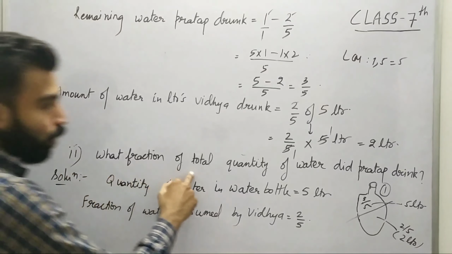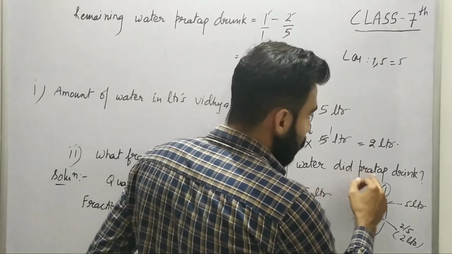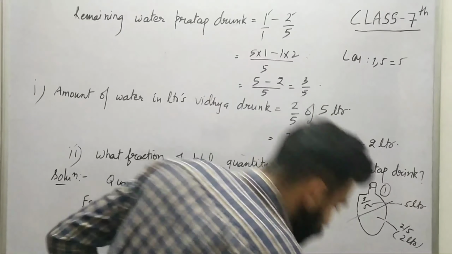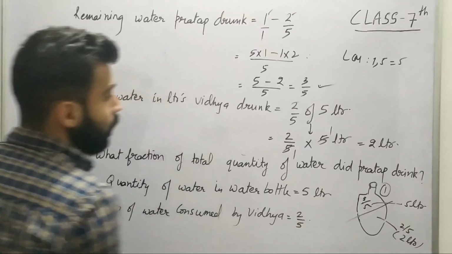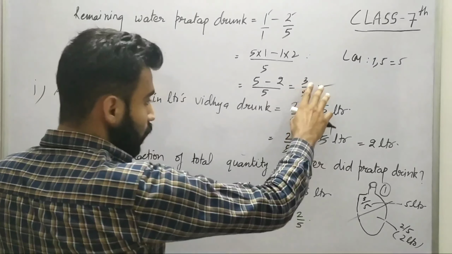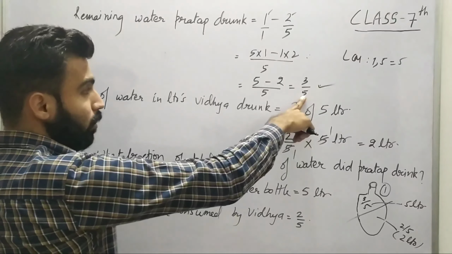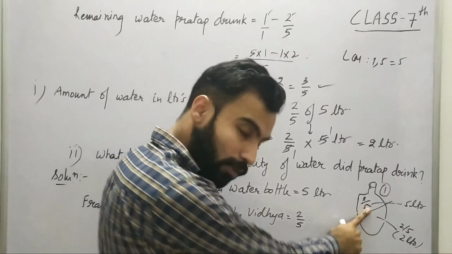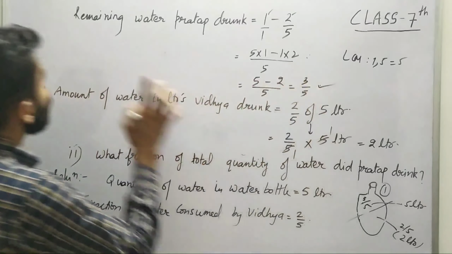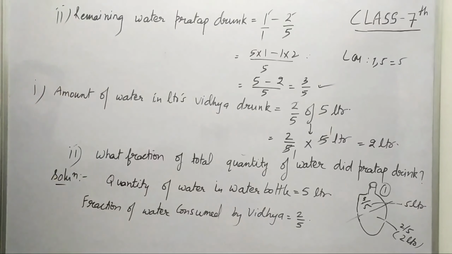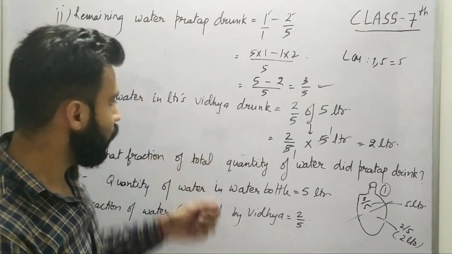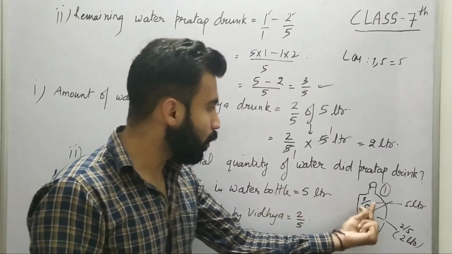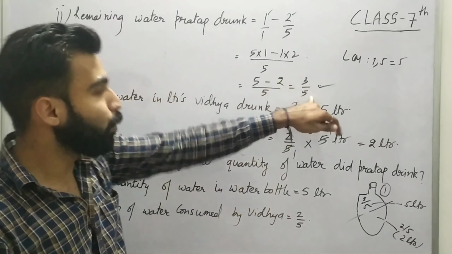What fraction of total quantity of water did Pratap drink? So that part is already done here. You can see here, the fraction of water, just you can see here that 3 by 5 was the fraction of Pratap. So this is the answer to the second part, if you just notice here. So no need to do that again here. So it's already done. We have found out the fraction of water Pratap drank, that is 3 by 5.